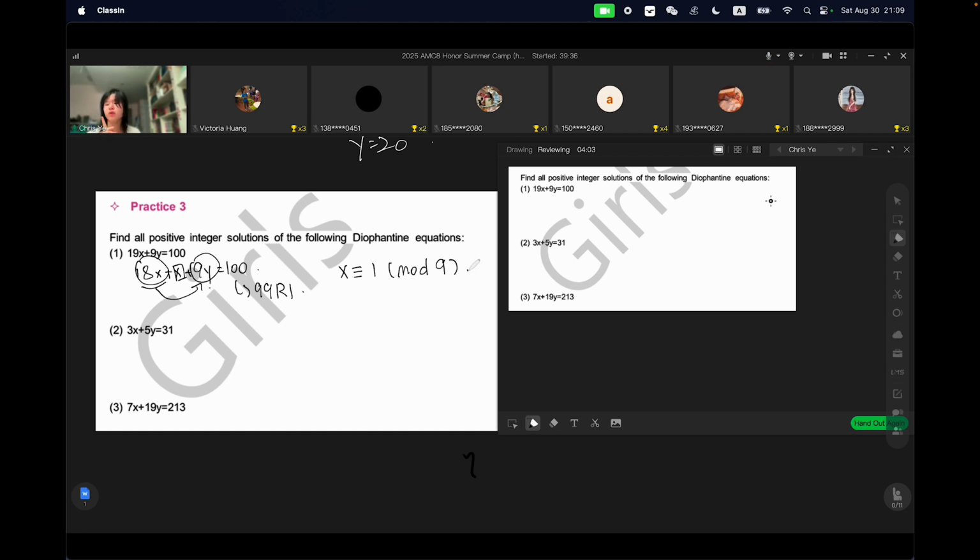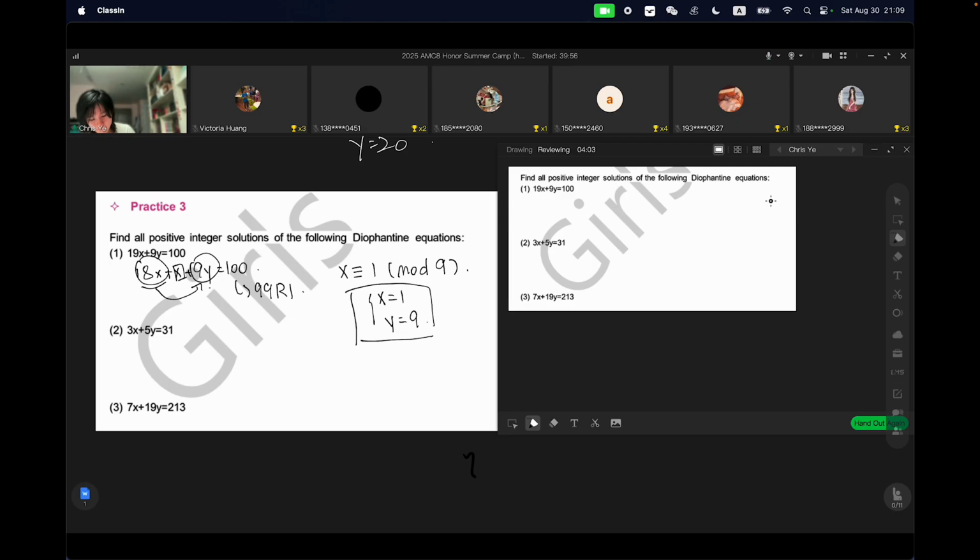So the first we try out would be x equals 1, and y would be 9 in this equation. And if we try out anything else in the future, you would find that there are no other solutions. So this is the solution for problem number 1.